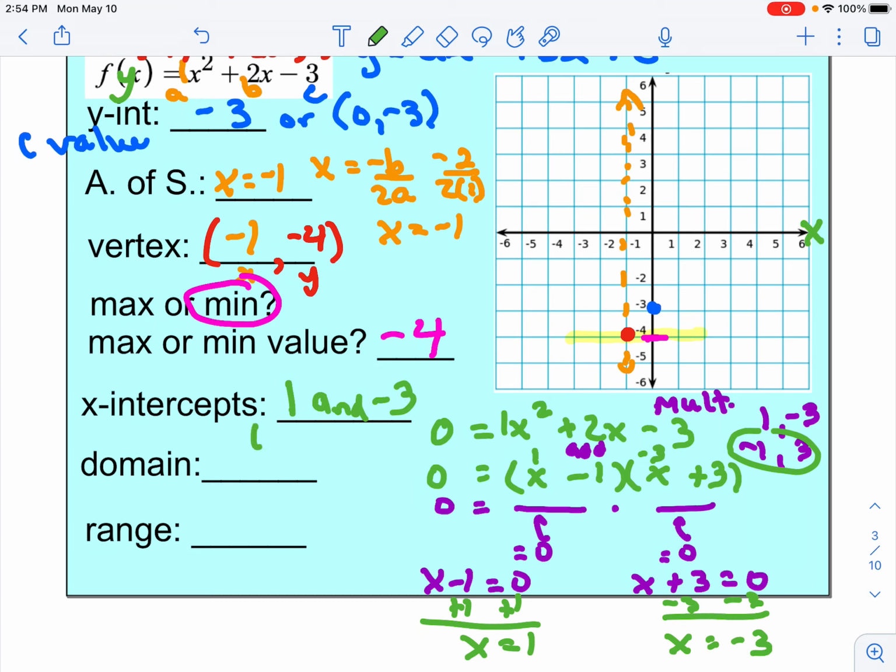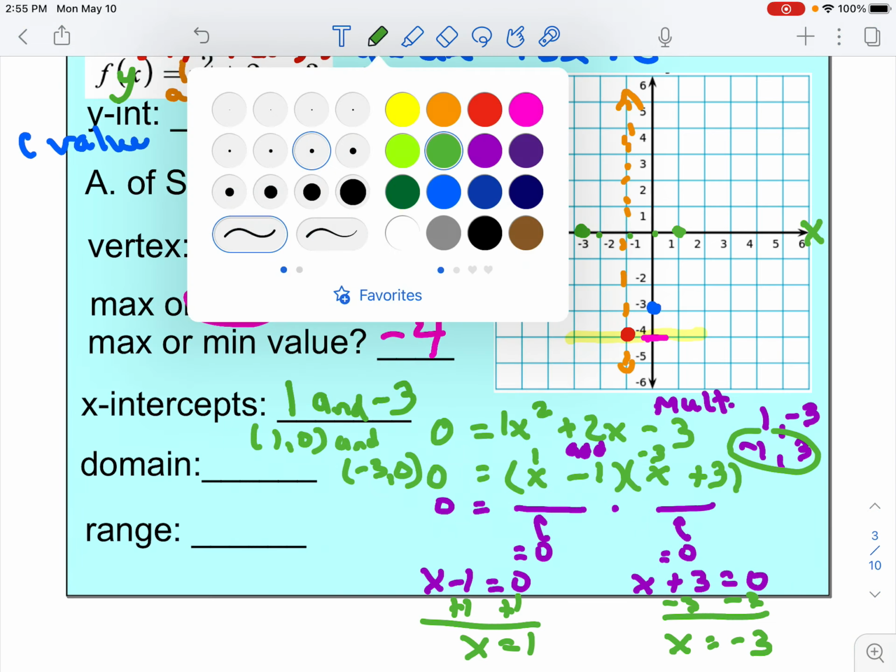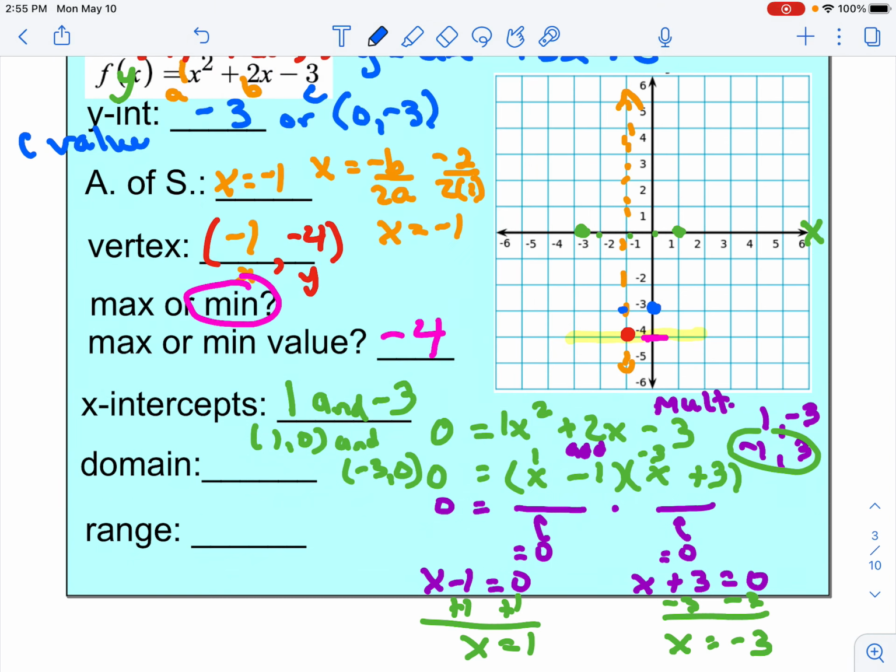And of course, I could also write those as ordered pairs. That's (1, 0) and (-3, 0). So I'm going to graph those as well. I have (1, 0) and (-3, 0). Notice these are both 2 spaces away from the axis of symmetry, just on opposite sides. So we actually can put another point 1 space away from our y-intercept, and now we have 5 points to graph. And that's usually the standard that we want to have.